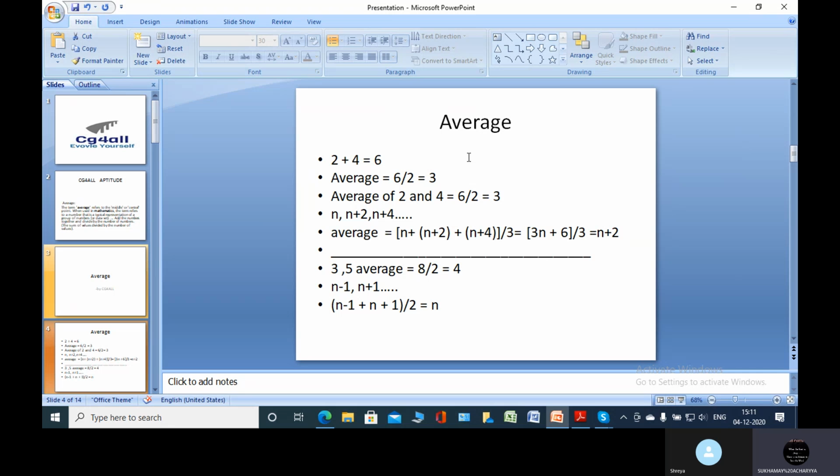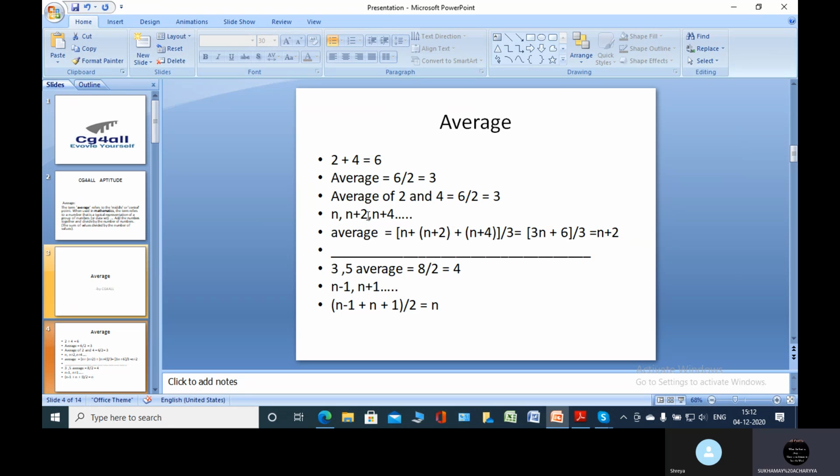Before going to the theoretical formulation of average, let us see how average is calculated. It is very easy to understand. Suppose there are two numbers, 2 and 4. What is the summation of those two numbers? That is 6. Now average is equal to 6 divided by the number of numbers, that is 2, which equals 3. So the average of 2 and 4 is equal to 3.